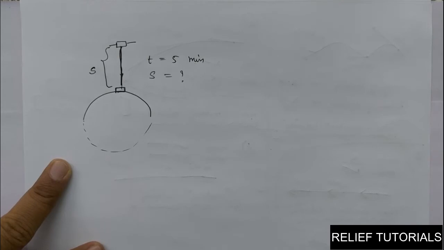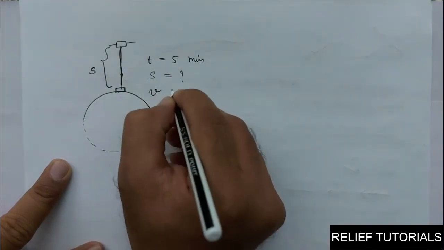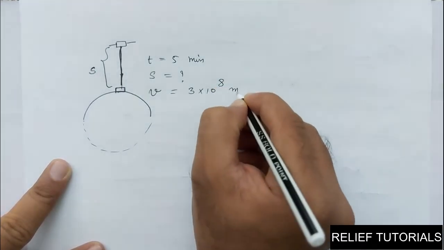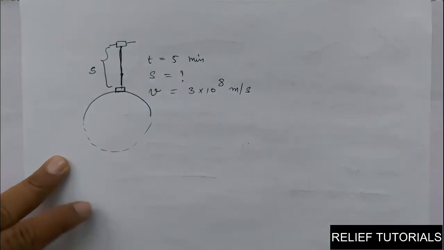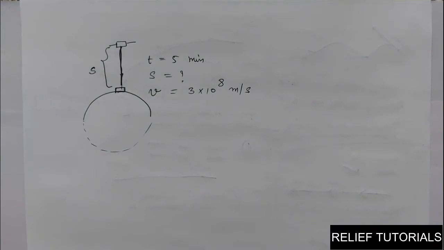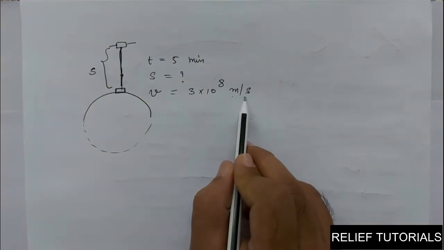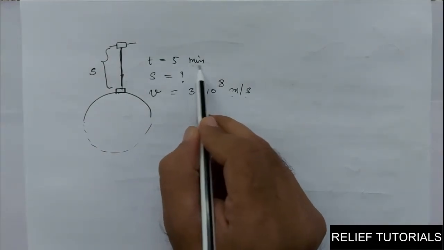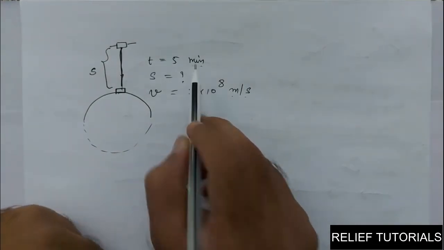Okay. The signal travels at a speed of 3 into 10 raised to 8 meter per second. These are the given information. Very easy sum. Speed is given, time is given, distance is missing. But take care. Here the speed is given in terms of meter per second, and the time is given in terms of 5 minutes.